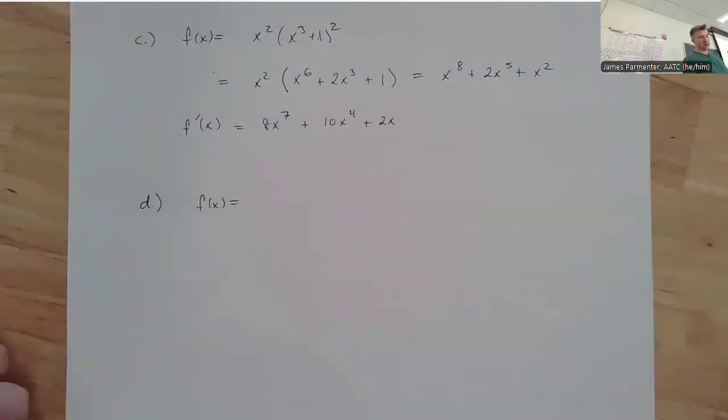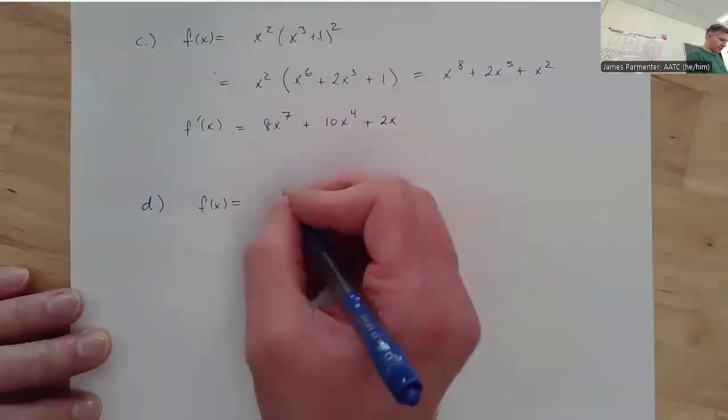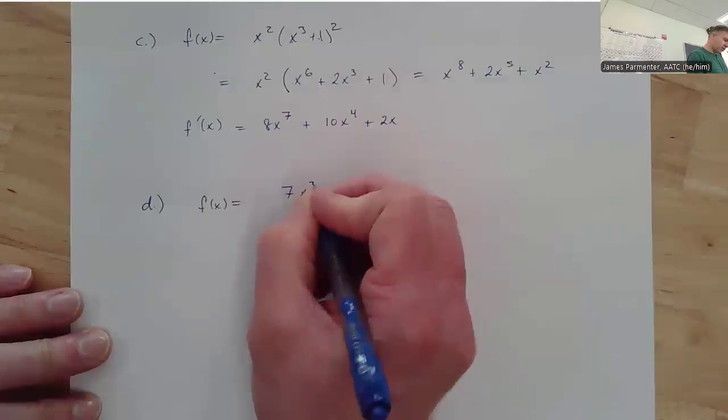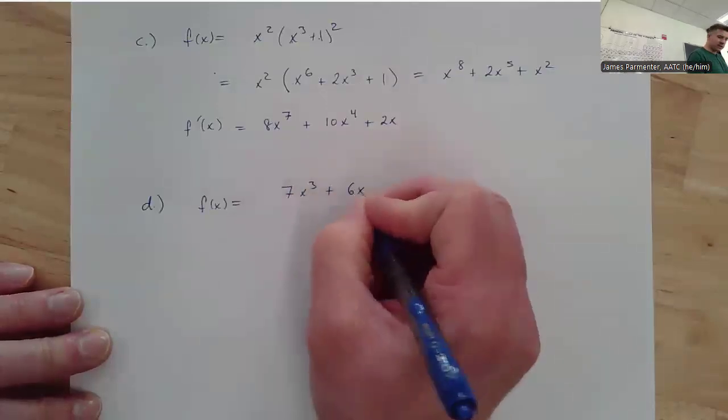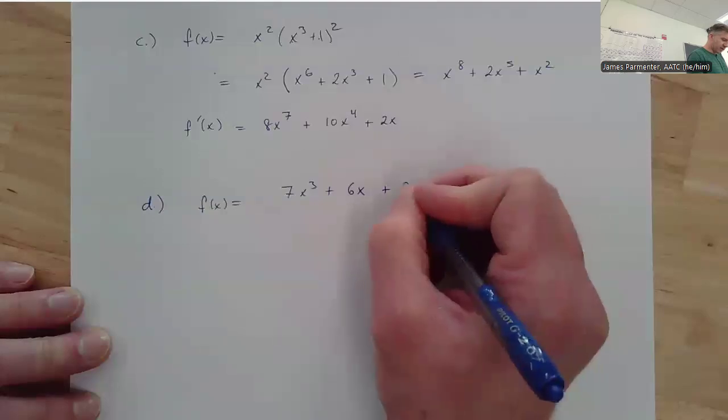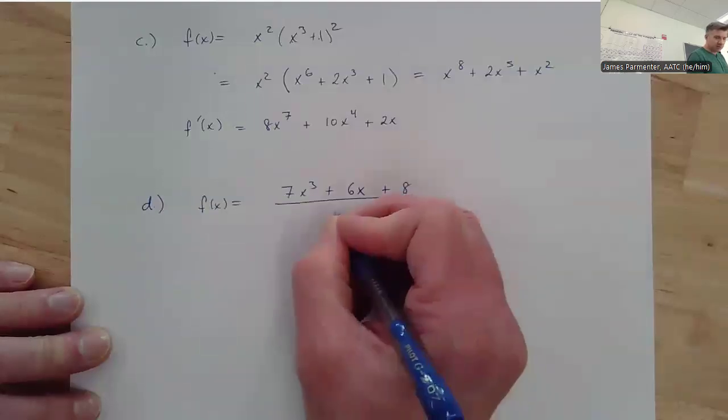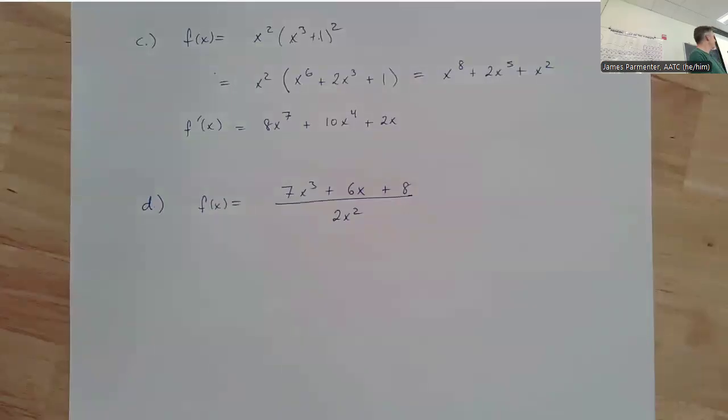A similar idea is true for this function. F of x equal to (7x cubed plus 6x plus 8), all divided by 2x squared. Specifically, if you have a quotient where the denominator is a single term, right? You don't have like x squared plus 1 or 2x squared minus 5. If it's just one thing where you don't have plus or minus anything else, you can divide each thing in the numerator by the thing in the denominator.